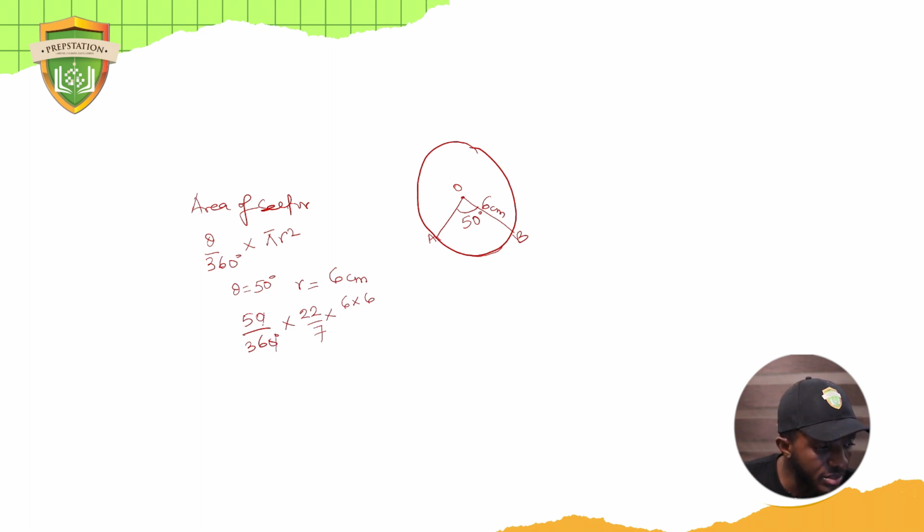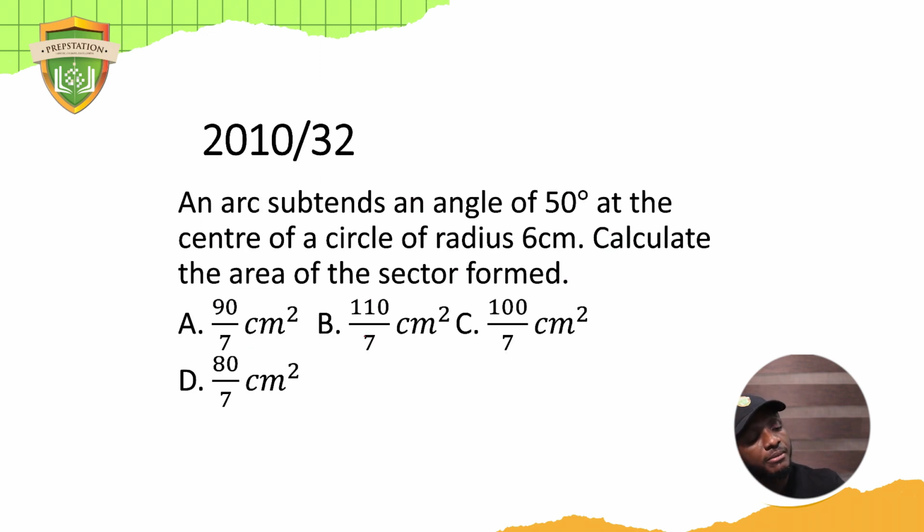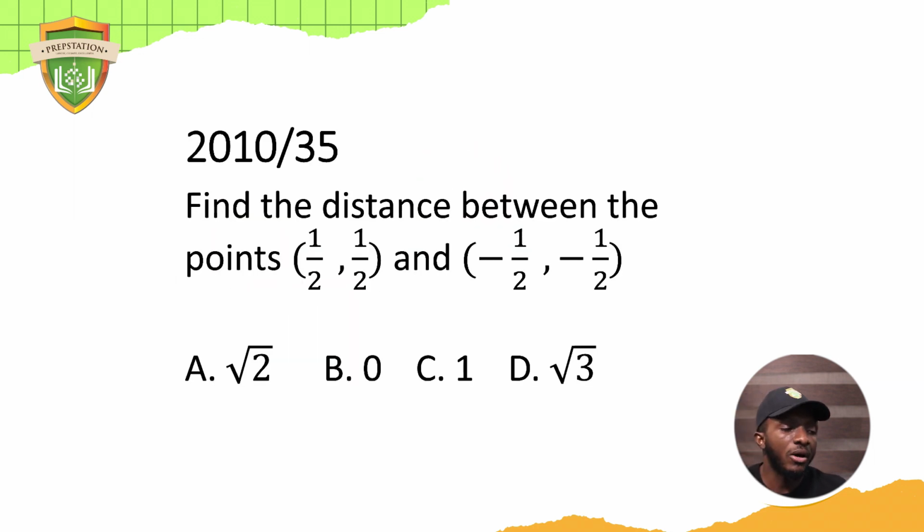Now let's start work. 0 cancels 0. 6 times 6 is 36. This goes up. So we're left with 5 and 22 and 7. So 5 times 22 is 110 over 7. 110 over 7. So let's quickly see what we have. 110 over 7 is correct. That's option B.